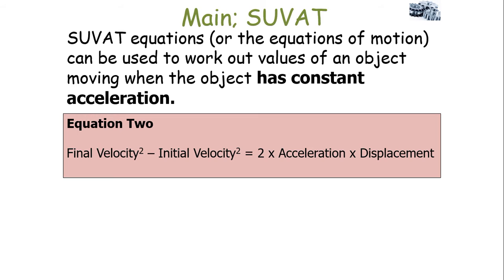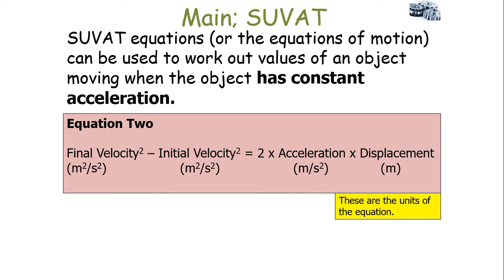The second equation is that final velocity squared minus initial velocity squared equals 2 times acceleration times displacement. So again, let's pop our units in. We've got acceleration measured in meters per second squared.